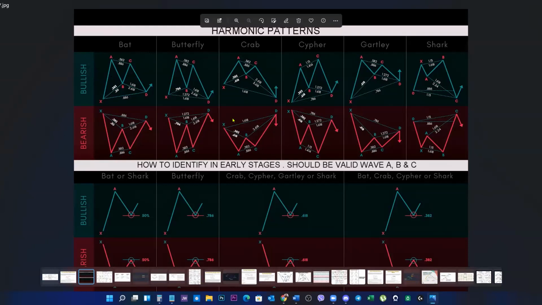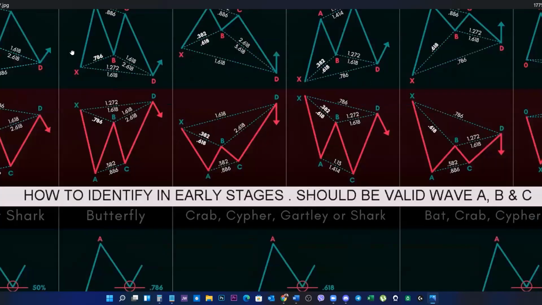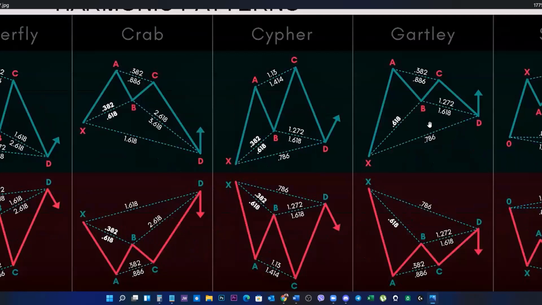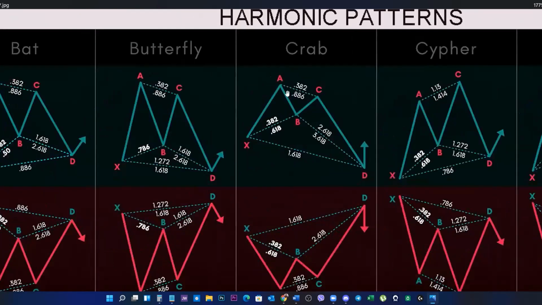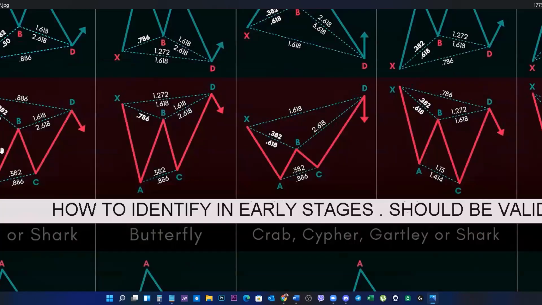Normally, as you can see, this will be the price movement. We have the bullish and the bearish one. And normally the price action that you can see in the harmonic pattern is like a letter M for the bullish one. As you can see here, we'll make it bigger. Like the Gartley pattern, it's a letter M, then goes up. Letter M, then goes up. Letter M, then goes up. In the bearish side, it will be W.